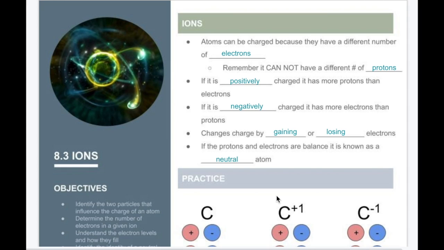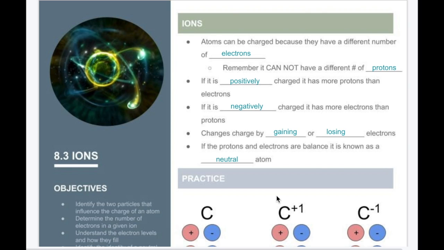8.3 is over ions. We previously talked about the structure of the atom and the mass of an atom. Remember that atoms can have different masses depending on the number of neutrons. If they have more neutrons, they'll have a greater mass. If they have fewer neutrons, they'll have a lower mass. Today we're going to be talking about ions, and remember that those are known as isotopes.